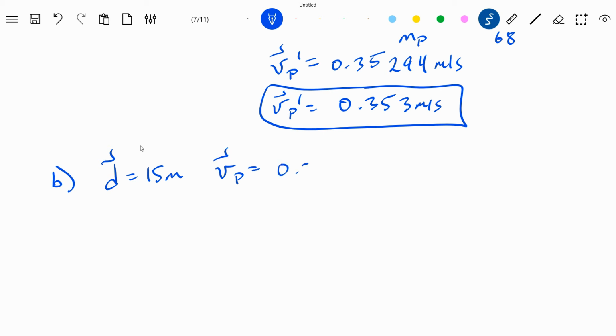0.35294. There's my extra sig figs. And there's no acceleration. She's just going to be cruising along with no forces, no external force, no net force. It's constant velocity.